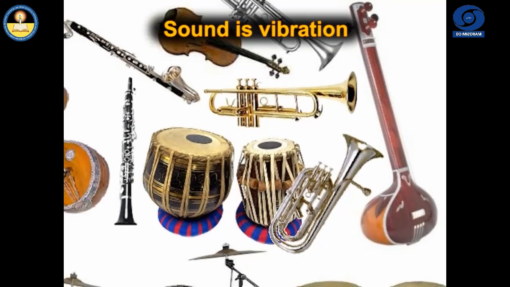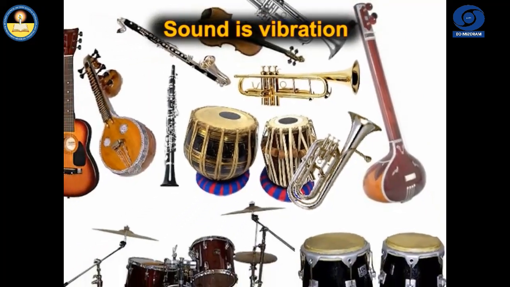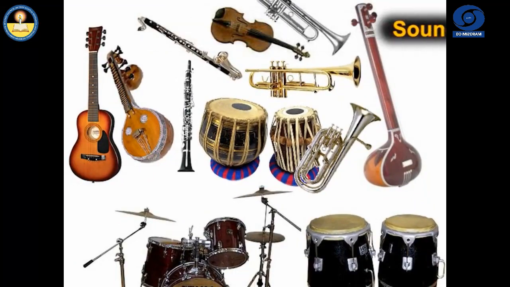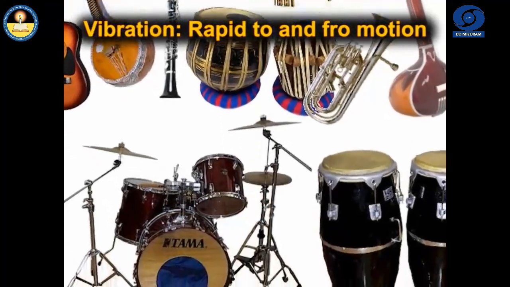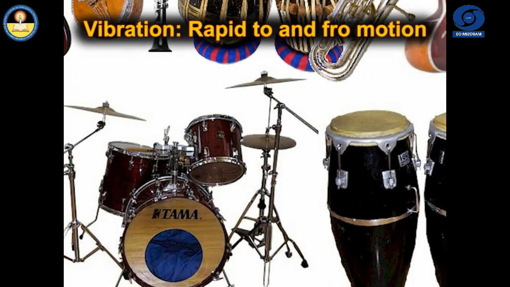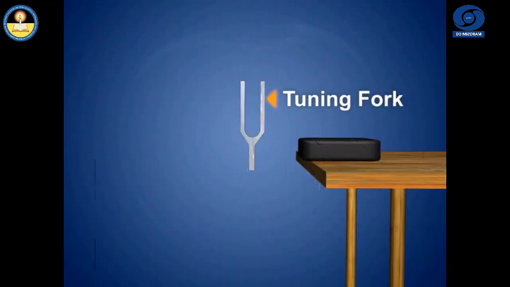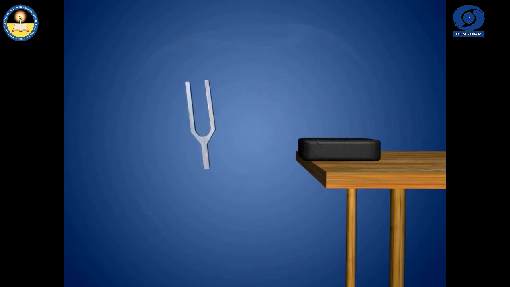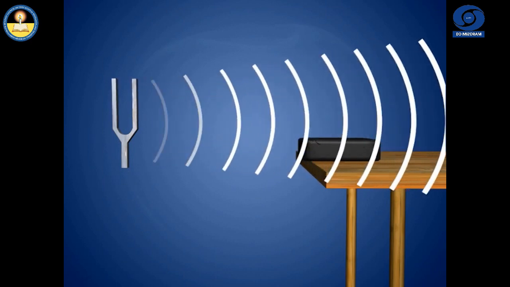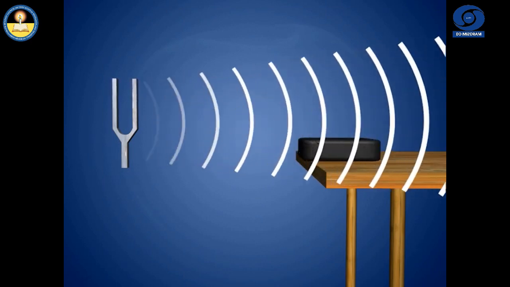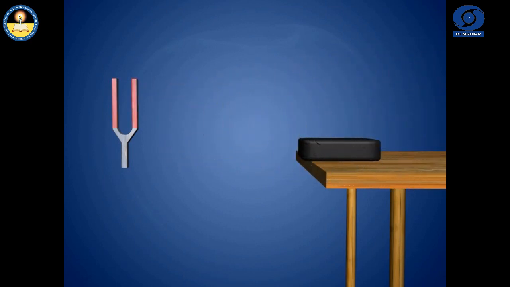In simple words, sound is vibration. Vibration means a kind of rapid to and fro motion of an object. A tuning fork is capable of vibrating if struck on a rubber pad. It is a metal object consisting of two prongs formed from a U-shaped bar of elastic metal. Most commonly, we use steel.